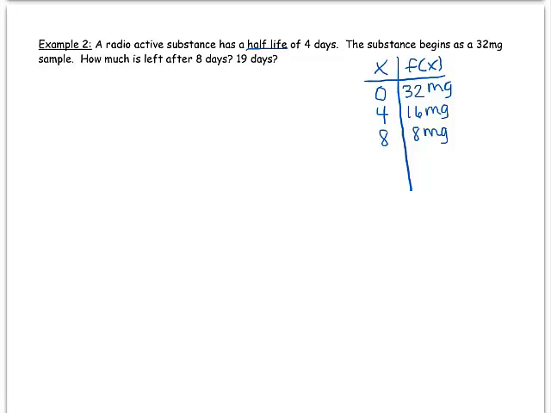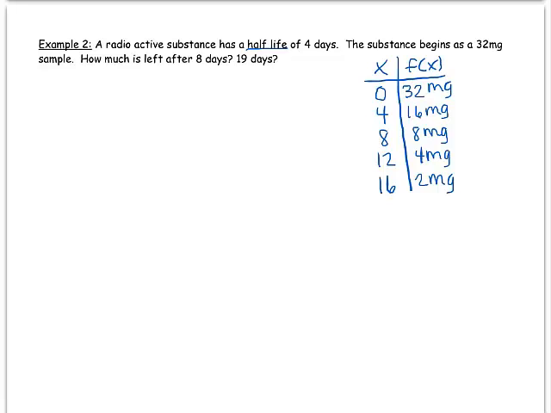So let me just make a quick table here. I'm going to call it f of x even though I don't have a function yet because I'm going to get one. But at 0 days, I have 32 milligrams. Now, it takes 4 days for that to get cut in half. So after 4 days, I'll have 16 milligrams. After 8, I will have 8 milligrams. In 12 days, I will have 4 milligrams. 16 days, I will have 2 milligrams. And it's going to obviously continue on forever in that way.